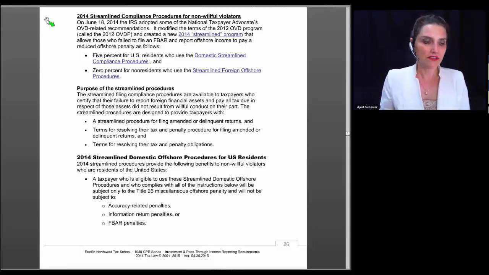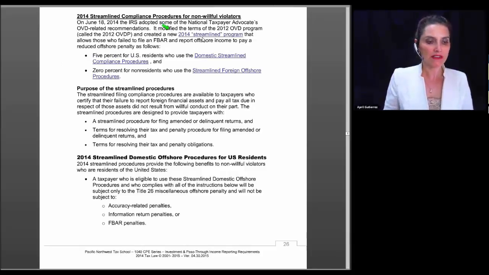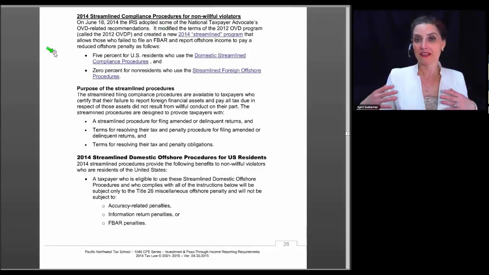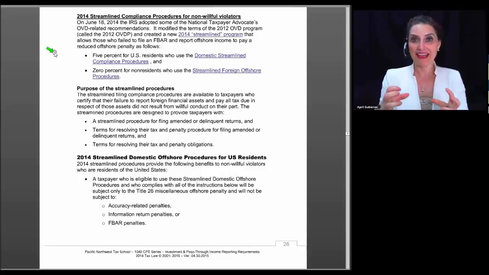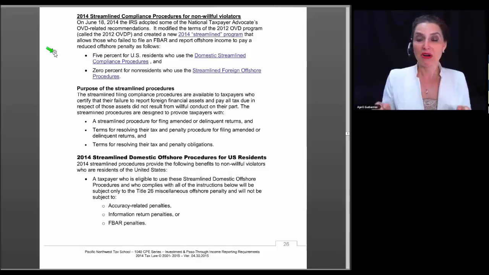So on June 18, 2014, the IRS adopted some of the National Taxpayer Advocate's recommendations, and it modified the terms of the 2012 program, called the 2012 OVDP, and created a new 2014 streamlined program. And anything you see here that's clickable, that's where you can go and read more, okay? And that program, the 2014 program, is the first one where I felt as a tax preparer and also as a tax educator that I had something I could put my hands on and go, yes, this is something my clients can use. And wouldn't you know it, I'm already doing one.